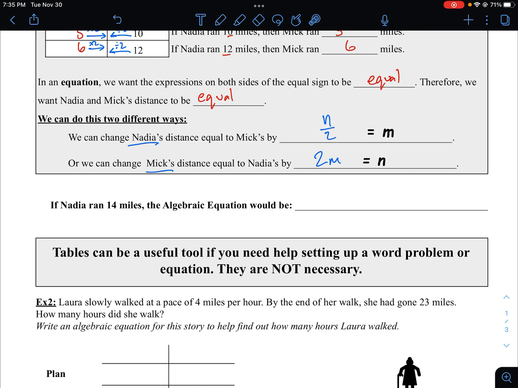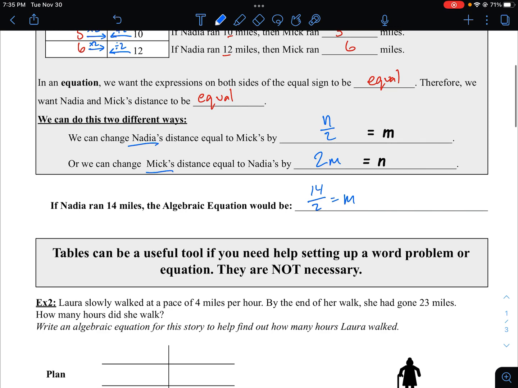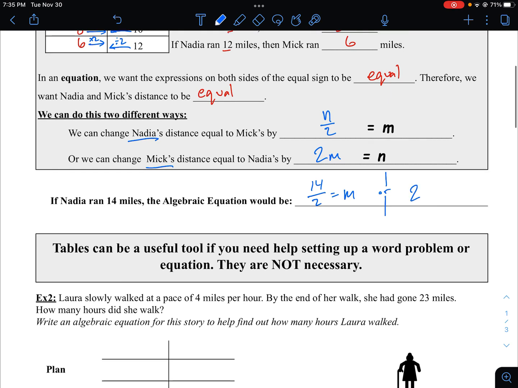If Nadia ran 14 miles, the algebraic equation would be what? Well, we know that Nadia's distance is 14, so we're going to replace that. So we would say, oh, well, that's just 14 divided by 2 equals m. Or we would do 2m equals 14. And both of those are correct. And you probably have already figured out in your head, well, Mick ran 7. And if you do 14 divided by 2, that equals 7, right? Or if you do 2 times something equals 14, well, 2 times what equals 14?